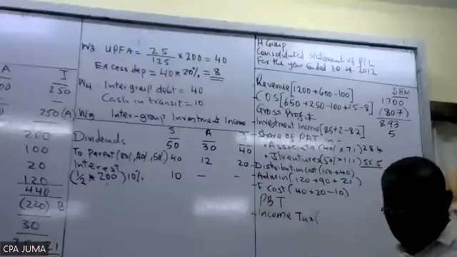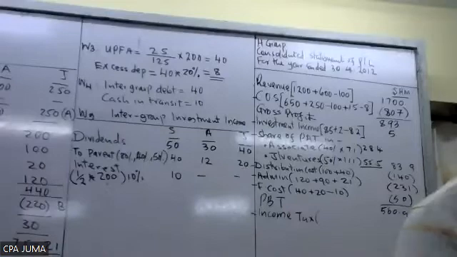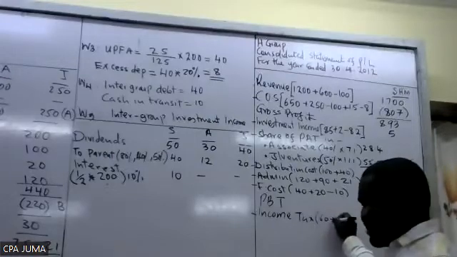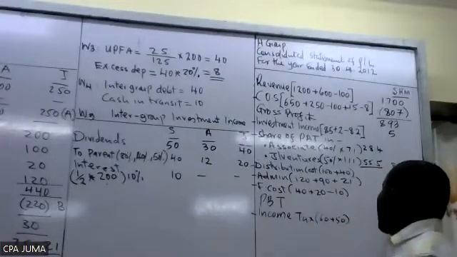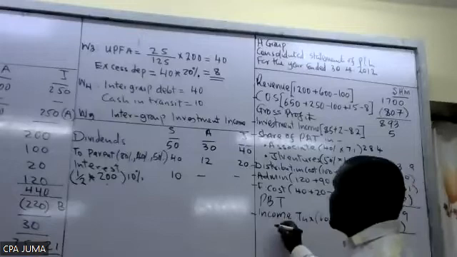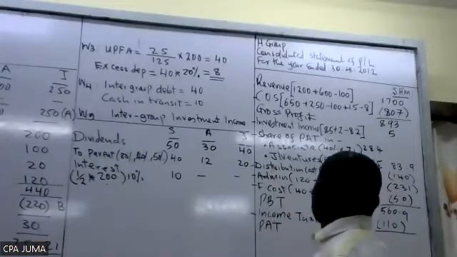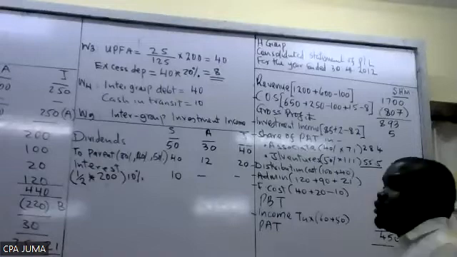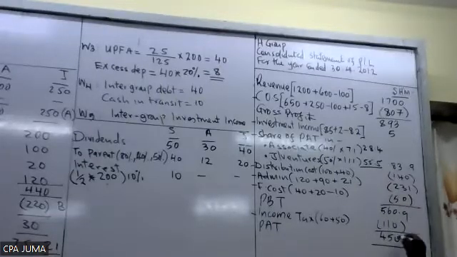Bring income tax. Income tax, you add the two. The two is 60 plus 50. 60 plus 50 is 110. Therefore, PAT is 450.9. It normally ends there. Then you share.